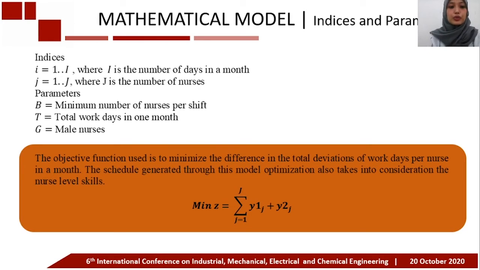Okay, now we go to the third section, that is mathematical model. This section consists of indices, parameters, and constraints. For indices, there are two, that is I, where I is the number of the days in a month, and J, where J is the number of the nurse. And the parameters are B, for minimum number of nurses per shift, T, total work days in 1 month, and G, for the male nurse. The objective function is used to minimize the difference in the total deviation of work days per nurse in a month. The schedule generated through this model optimization also takes into consideration the nurse level scale.